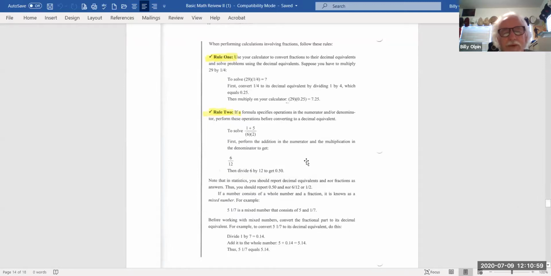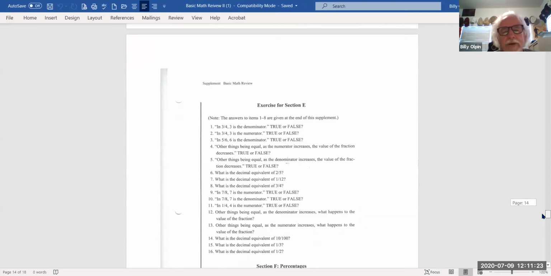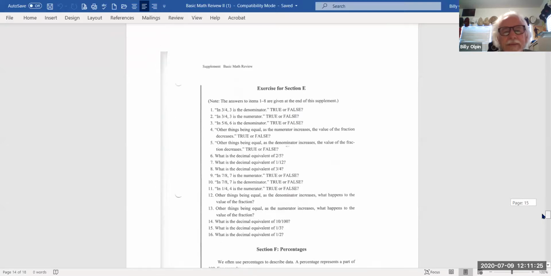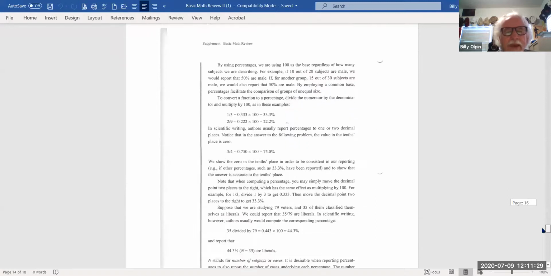Here, rule number 2. Again, you do any of the operations in the numerator or the denominator prior to doing that final division. So as in here, you would add the 1 and the 5 to get 6, and you do the multiplication and end up with 6/12. Then you do the division. Okay. Here's your exercises for fractions, decimal points, etc.